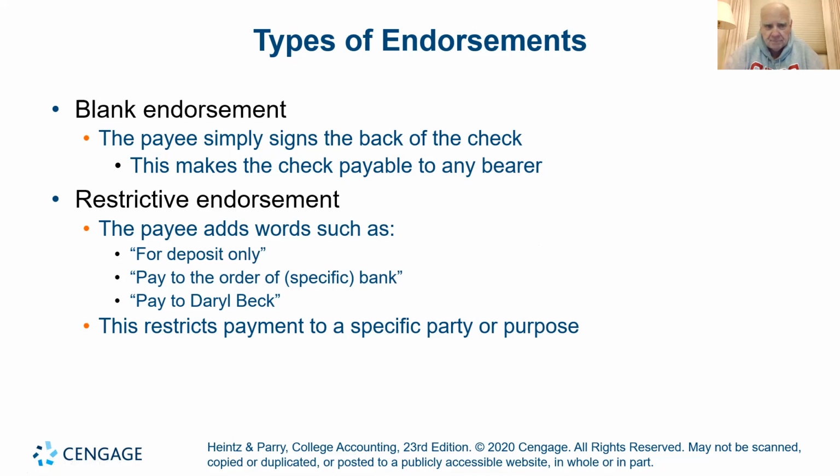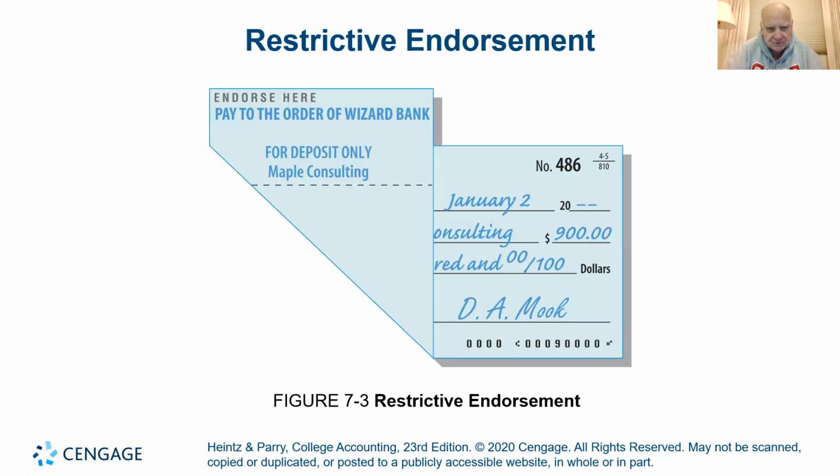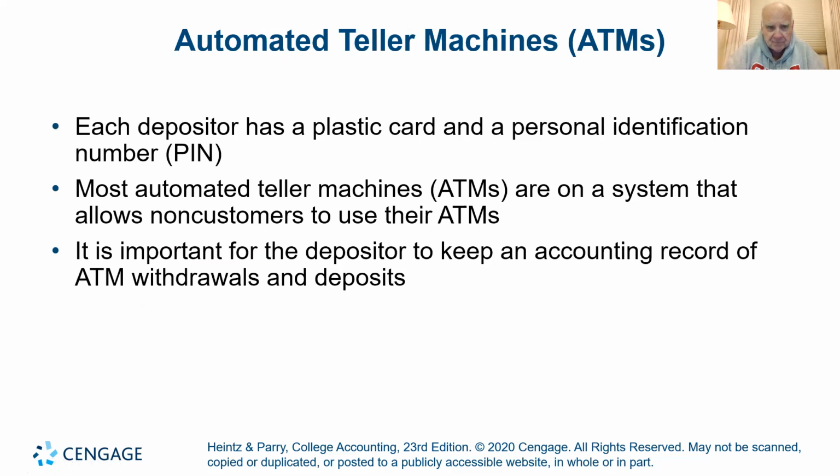Why do I go over that? Because these are the types of little multiple choice, true, false questions that are going to pop up probably on your test. Here's the restrictive one. This company here, Maple Consulting, they have a stamp that they toss on the back of their check. There are checks that they receive, huh? And that's pretty typical.